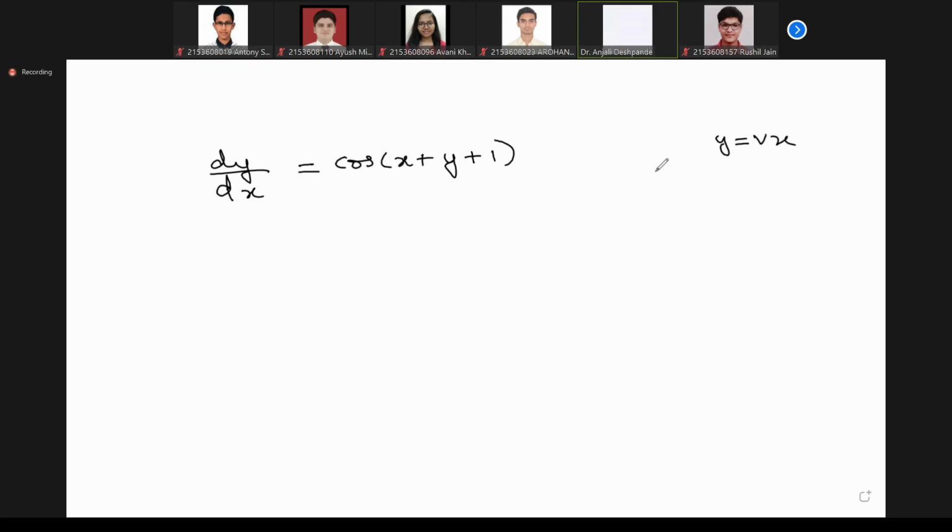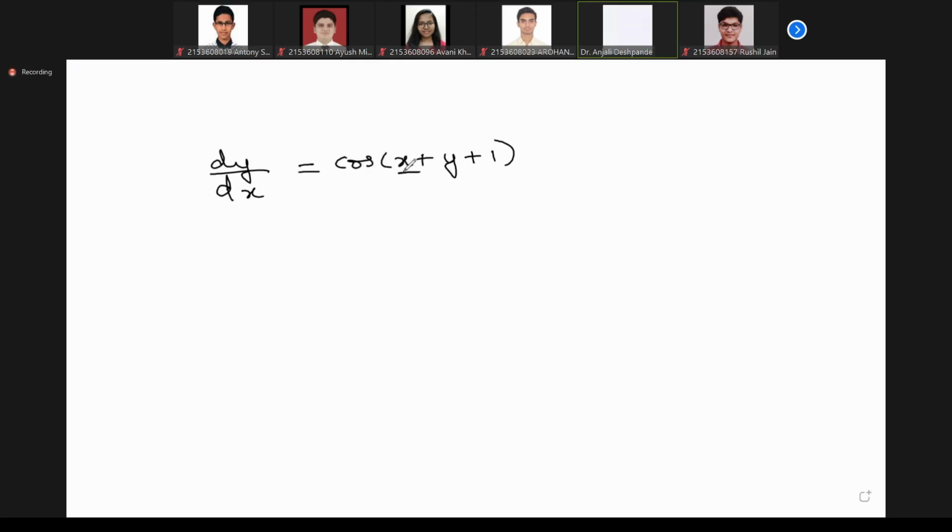All that dy by dx and all that is fine, right? On the left hand side we will have v plus x dv by dx is equal to cos x plus vx plus 1. So the point is we are not separating. Here that separation is not taking place. So this means that this is not a good substitution, right? So we have to think of something else.